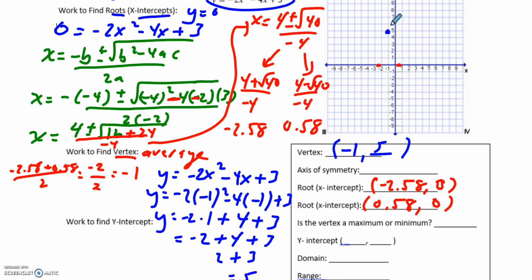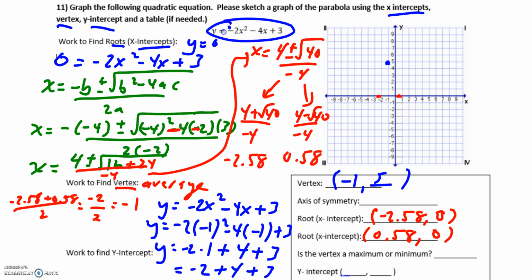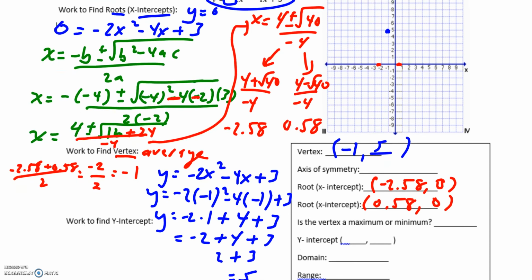And I thought I'd point out, at the beginning of the problem, I noticed that I have a negative in front, which means my parabola should be facing upside down. So I sure hope it looks like that.